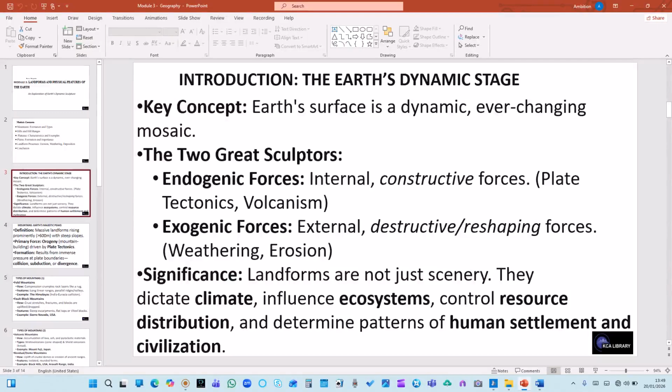The significance is this: landforms are not just scenery. They dictate the climate, influence ecosystems, control resource distribution, and determine patterns of human settlement and civilization.